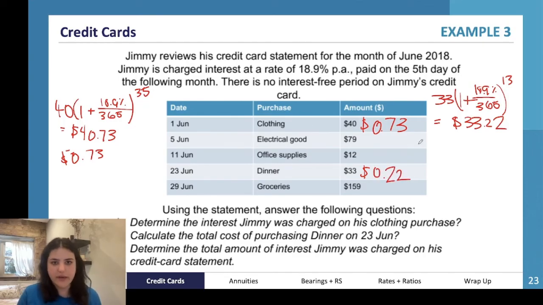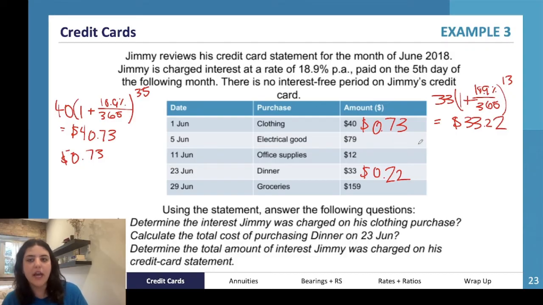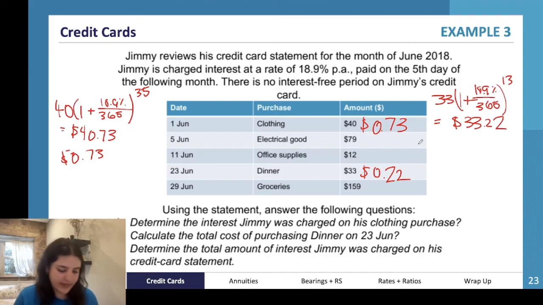So the electrical good is going to be $79, and then our brackets with our 18.9%, 1 plus 18.9% over 365, and then the amount of days, we've got the 5th of June to the 5th of July, so that's going to be 31 days, and that is $80.27, so it would be minus $79 from that, it's $1.27. So round up to $1.28 based on the decimals.